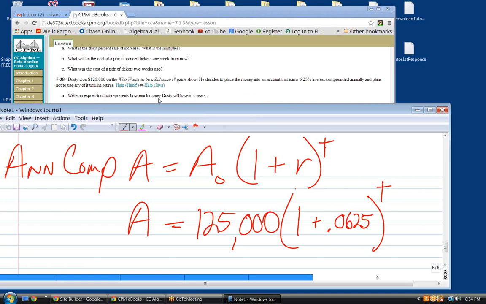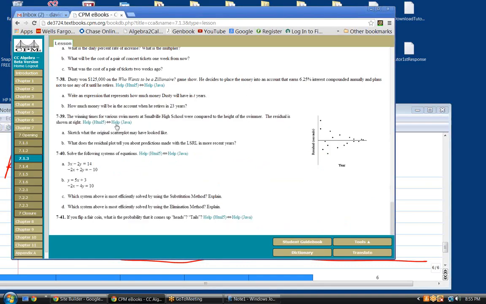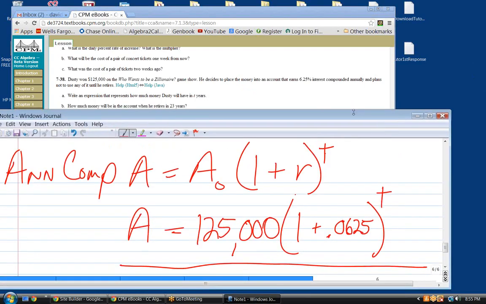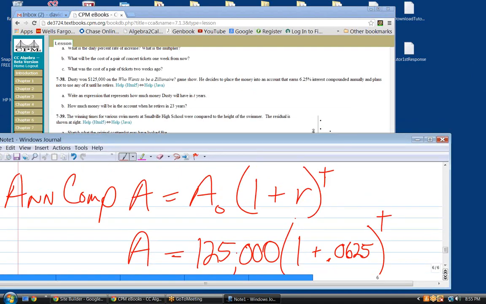Write an expression that represents how much money Dusty will have in T years. Well, that means my expression should have T as a variable. And this is how much he'll have in T years. In other words, in 2 years, I could figure out how much he'll have. In 10 years, I could figure out how much he'll have. That's the expression. The bottom one is the general form of the equation. This is the specific form of the equation for this model.